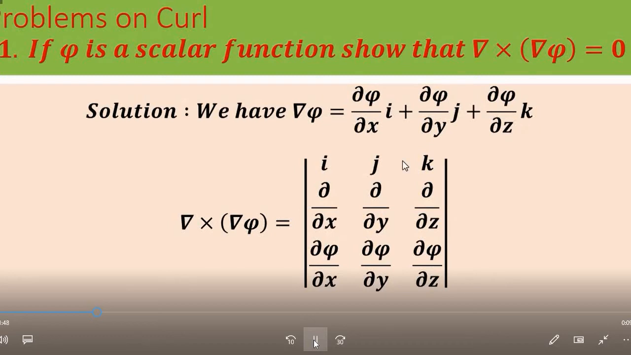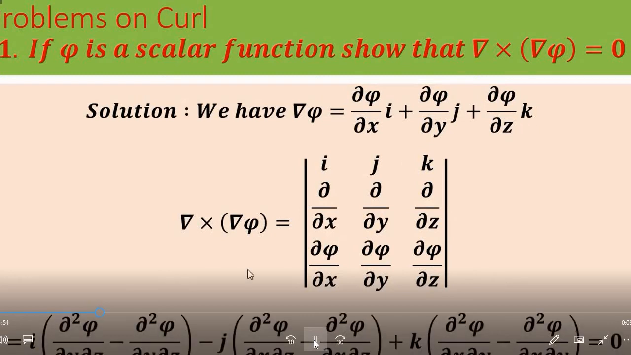So by taking this determinant and evaluating, we get i into ∂/∂y of ∂φ/∂z, that is nothing but ∂²φ/∂y∂z. Then ∂/∂z of ∂φ/∂y, meaning we are multiplying these terms, so that is ∂²φ/∂y∂z. Then minus j into ∂²φ/∂x∂z, meaning excluding this column's elements, we are operating with these two. So that is ∂/∂x of ∂φ/∂z, which is nothing but ∂²φ/∂x∂z.